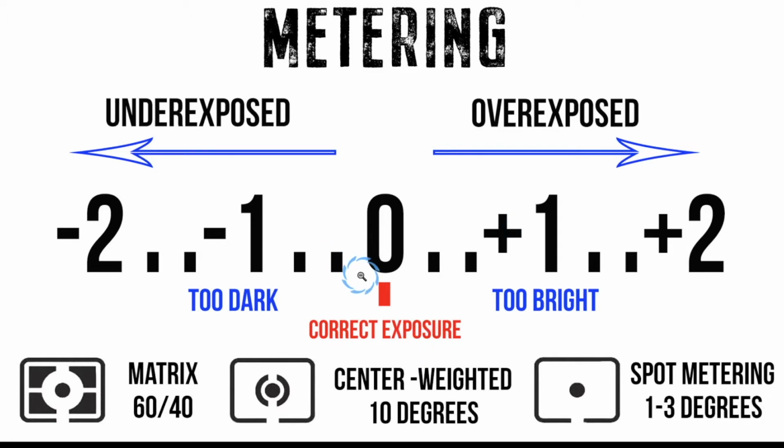So the next thing we're going to do is take a look at some different images. Those images are going to be an even exposure, and then we're going to see a -1, a -2, a +1, and a +2.